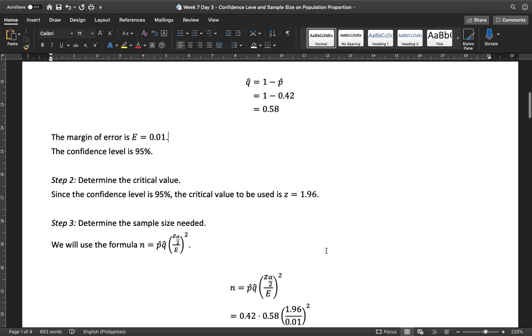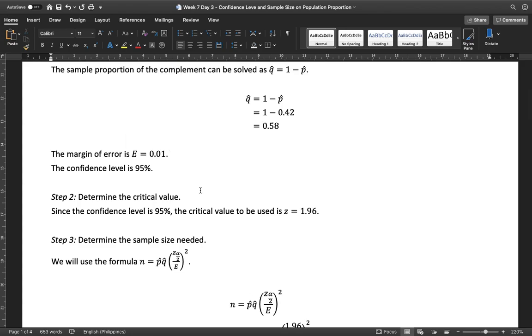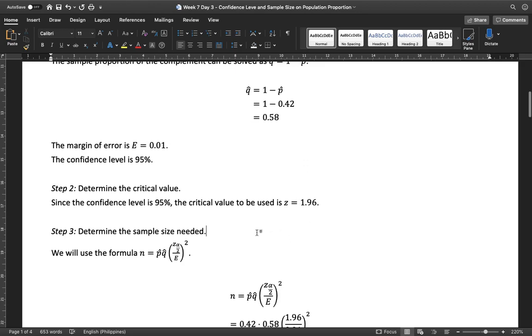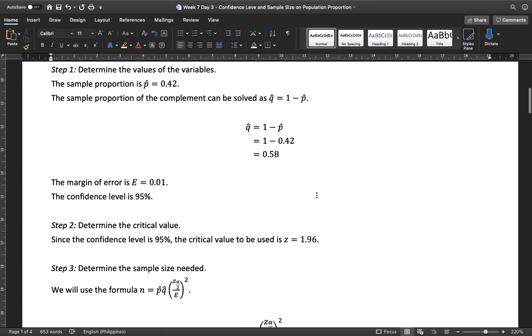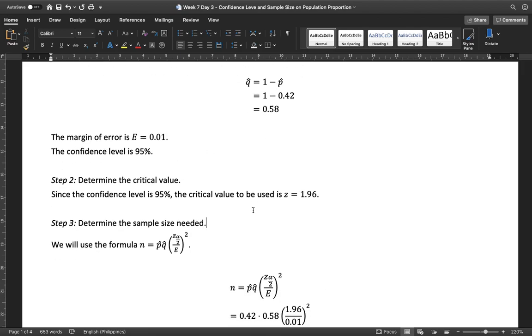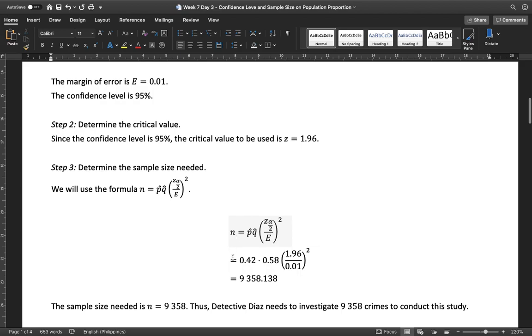Since we know that the confidence level is 95%, we can determine the critical value. That's our step 2. Remember, mimemorize lang naman natin yan. Confidence level is 95%. The critical value to be used is 1.96. Don't forget, memorize natin yung values na yun, ha? 90%, 1.65; 95%, 1.96; 99%, 2.58. Okay? Please don't forget that. So now that we have the critical value, p hat, q hat, and the margin of error, we can substitute the values and solve for the value of the sample size n.